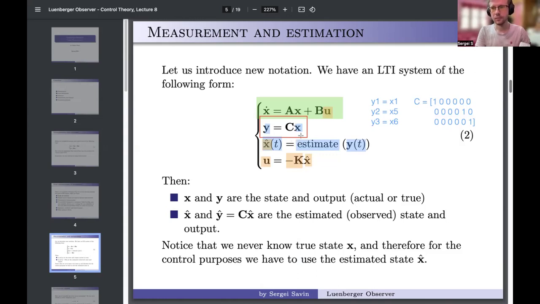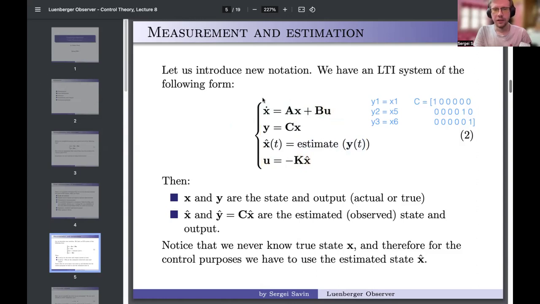I have a question. Why in y equal to C times x, we're using x, not x hat? Okay, good. Let us try to address this point. So the question, if I understand correctly, correct me if I didn't understand it: why in this equation we have x on the right-hand side instead of x hat, right? Yes. Okay, let me try to explain this.